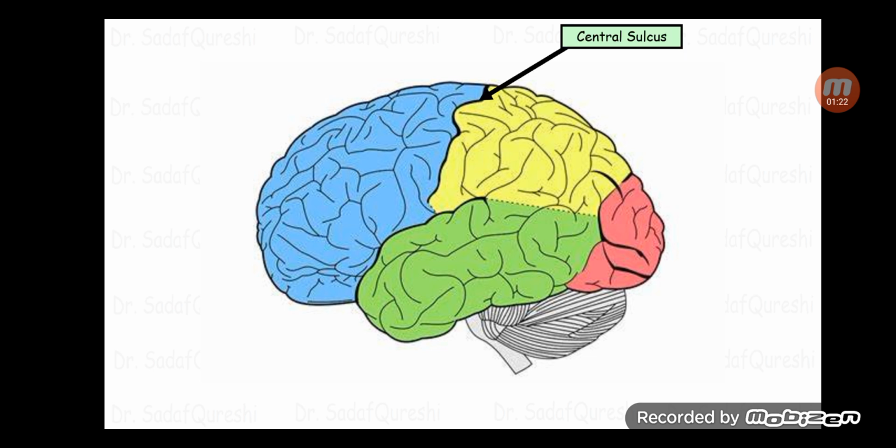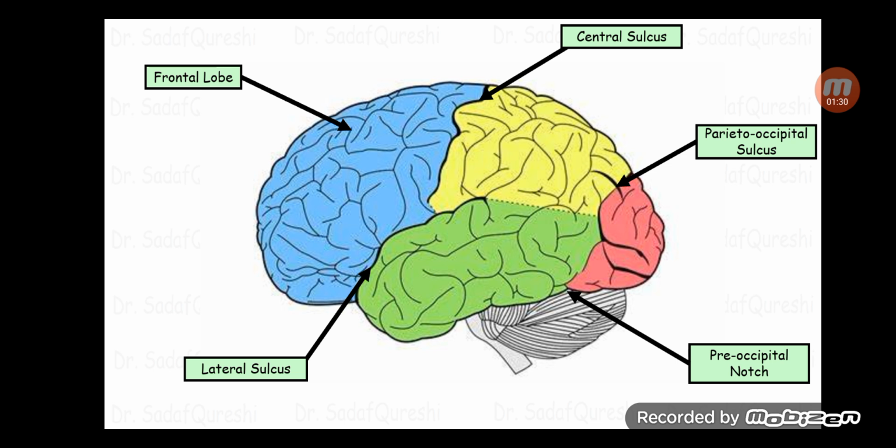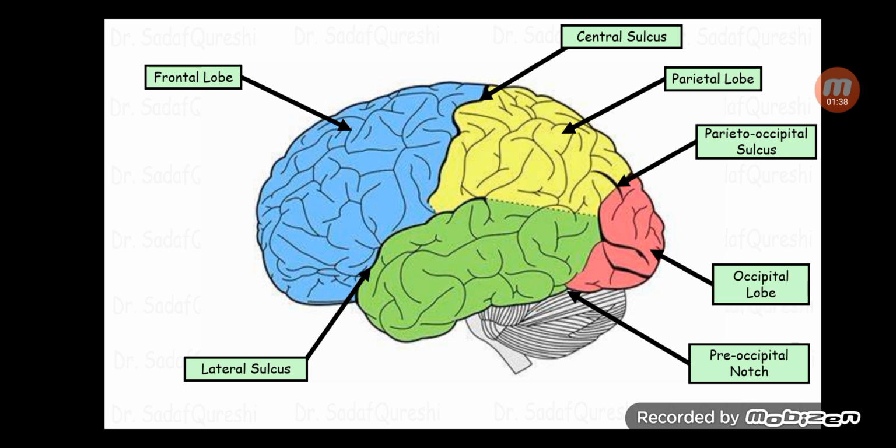If we see this diagram, we can appreciate central sulcus here, lateral sulcus here, parieto-occipital sulcus here, and pre-occipital notch here. The lobe between central sulcus and lateral sulcus is frontal lobe. The lobe between central sulcus and parieto-occipital sulcus is parietal lobe, and the lobe between parieto-occipital sulcus and pre-occipital notch is occipital lobe. The lobe between lateral sulcus and parieto-occipital sulcus, below the parietal lobe, is temporal lobe, and it is located at the temporal region of the skull. So basically these lobes are the structural main classification of the cerebral cortex.